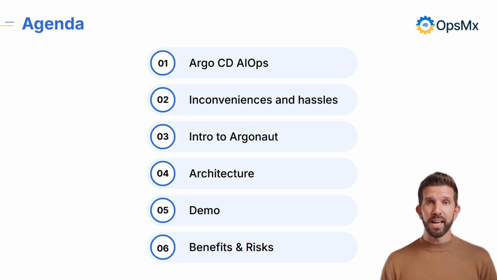We'll begin with a look at Argo CD AI Ops, highlighting the key operational challenges. Next, we'll discuss the inconveniences and hassles currently faced by SREs and Ops teams. We will then introduce you to Argonaut, our GenAI solution to achieve Argo CD operation excellence, and dive into its architecture. Gopal Jayanthi will showcase a live demo, and finally we'll cover the benefits, risks, and mitigation strategies. This roadmap will give you a clear view of how our solution can streamline your processes.